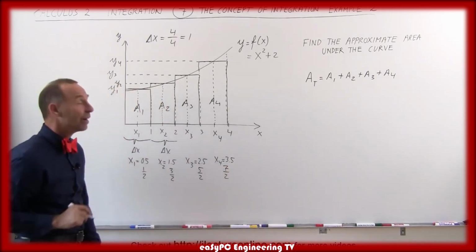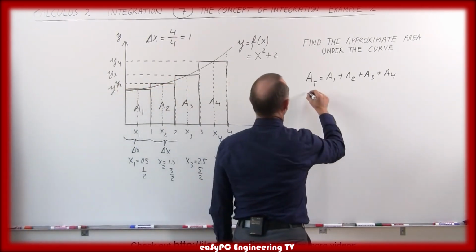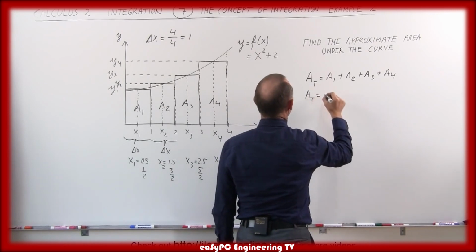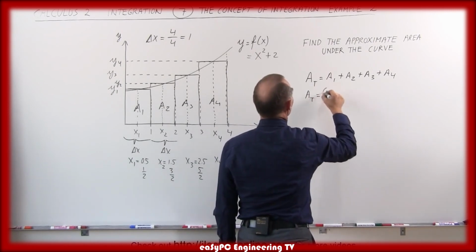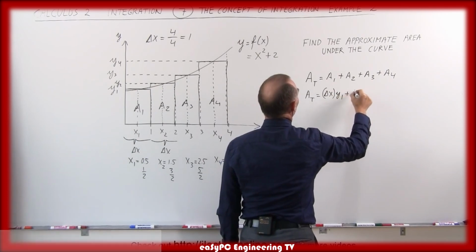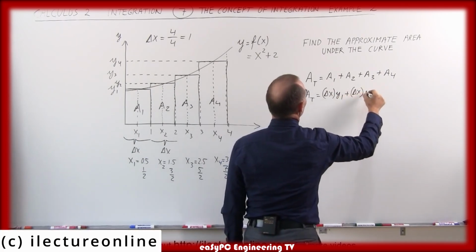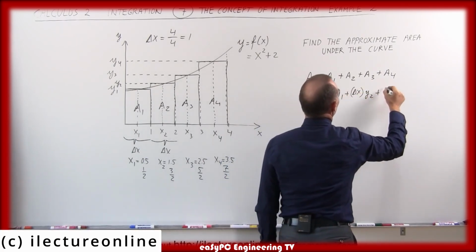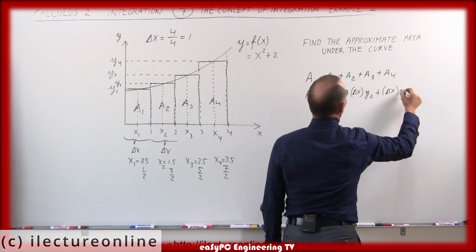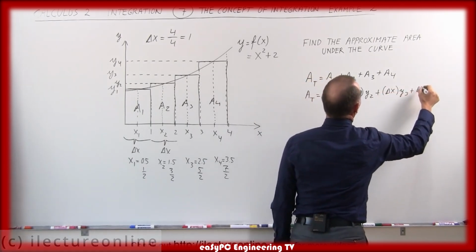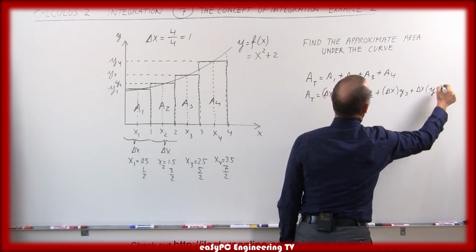All right, let's go ahead and find the areas now. Area total will be equal to the area of the first rectangle, which is delta x times y sub 1 plus delta x times y sub 2 plus delta x times y sub 3 plus delta x times y sub 4.